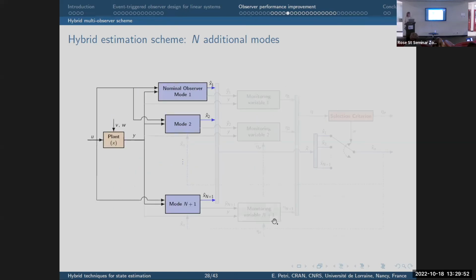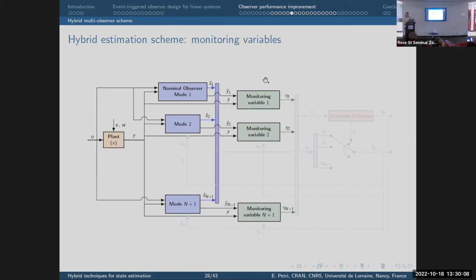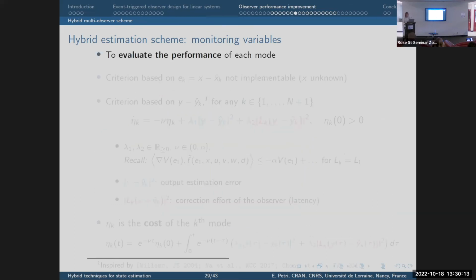And so we are in this condition where we have this multi-observer that produces n+1 state estimates. And we need to evaluate the performance of each mode of the multi-observer in order to select one mode at any time instant. For this reason, we have designed some monitoring variables, one for each mode. And these monitoring variables are used to evaluate the performance of the mode. And ideally, we would like to design them based on the information on the estimation error. However, we cannot do that because the real state X is unknown. So we cannot use the state estimation error to design the monitoring variable.